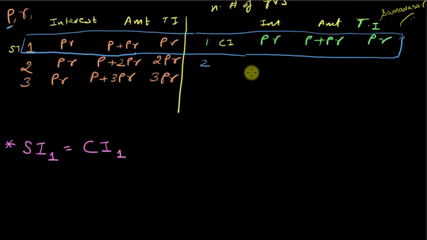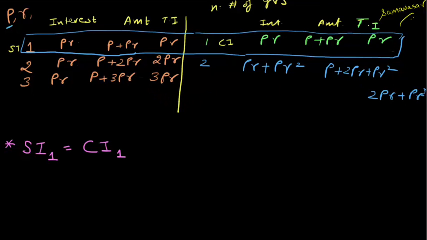In year number 2, the interest earned will be the interest on this outstanding amount, which is PR plus PR square, because I'm multiplying this entire amount by R. So the outstanding amount will be this thing plus this thing, which will be P plus 2PR plus PR square. Now the total interest is this plus this amount, which I'll write down here: it is 2PR plus PR square.